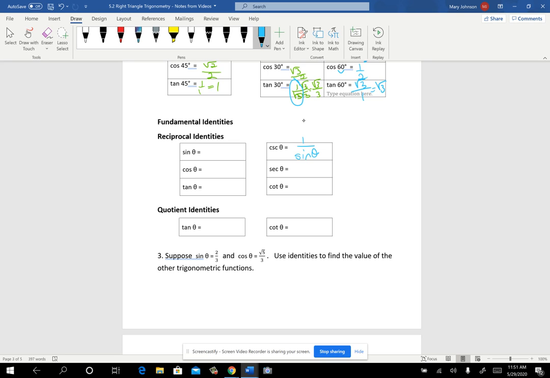And secant, well, that's just the reciprocal of cosine. Make sure if it's an S that you use the one that's different, okay? That has a different first letter, okay? All right, and then cotangent is just the reciprocal of tangent.